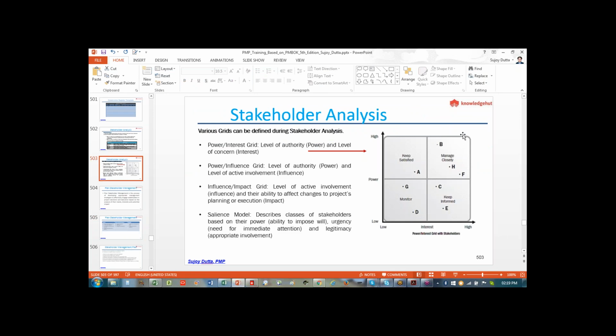Do you see this quadrant? Let me number them. Let's call this quadrant 1, this is 2, this is 3, and this is 4. You would be paying more attention to those people who are in quadrant 1. Then you have people in quadrant 2, then quadrant 4, and then 3. That way you will be optimizing your time and resources, and you will be able to handle them better.